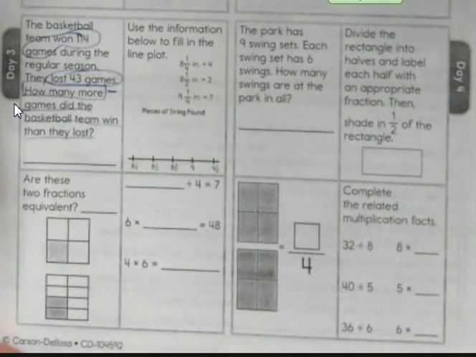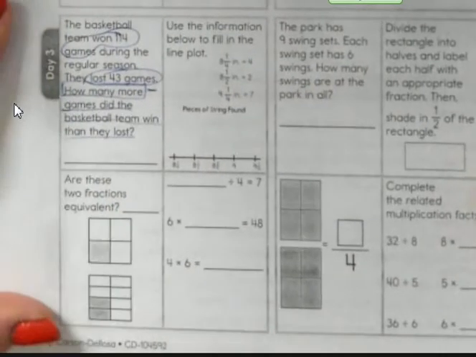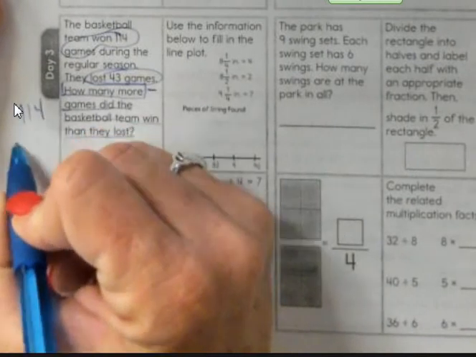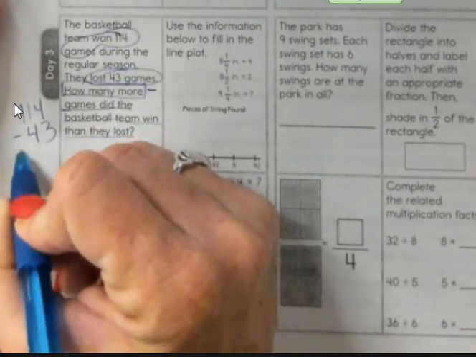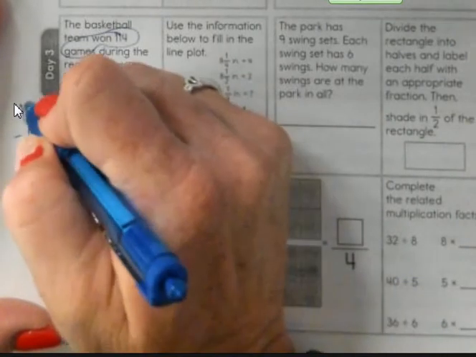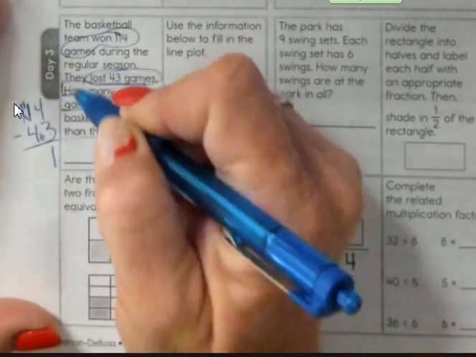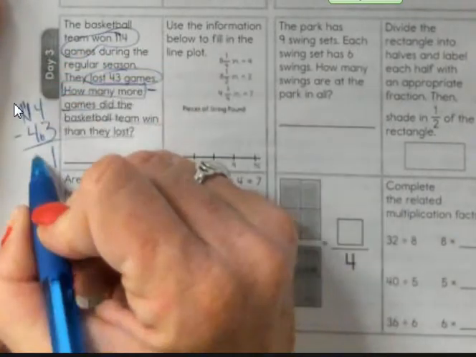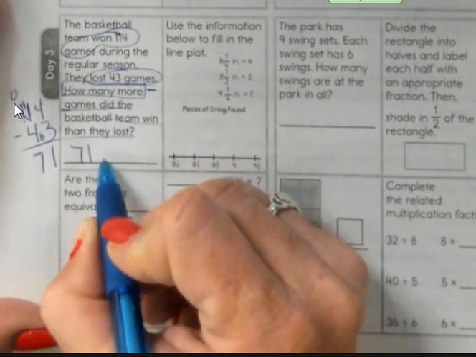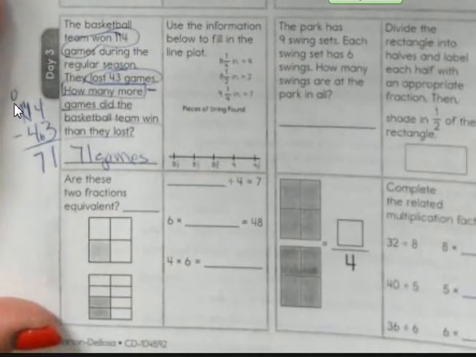I'm going to do this. Can we see? I think so. 114 minus 43. Start up, go down. 4 minus 3 is 1. Start up, go down. 4 is bigger. I need to borrow 1. 11 minus 4 is 7. And that leaves me with a 0. 71 games, or 71 more games. Either one would be fine.